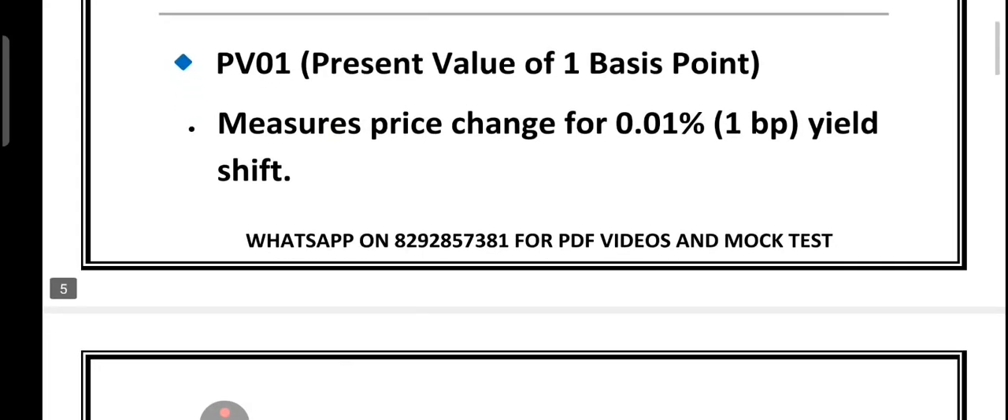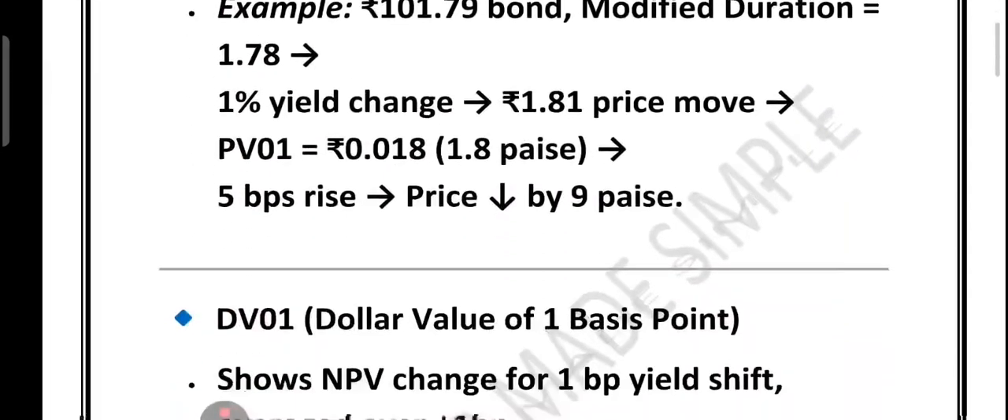Now, there is a term like PV01, that is called present value of 1 basis point. So, what is the meaning of it? What is the meaning of 1 basis point? 1 basis point means 0.01%. Suppose there is a shift in yield by 0.01%. Shift means it can increase or it can decrease. Both things can happen. So PV01 measures that since the yield changes, the price is bound to change. How much the price is changing because of that changing yield? That is what is measured by PV01. Right? I hope it is clear.